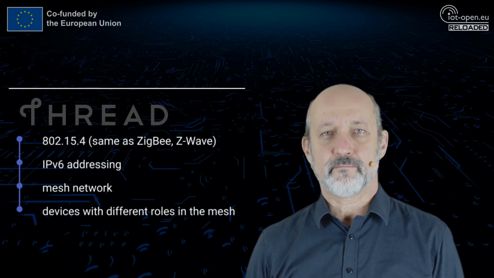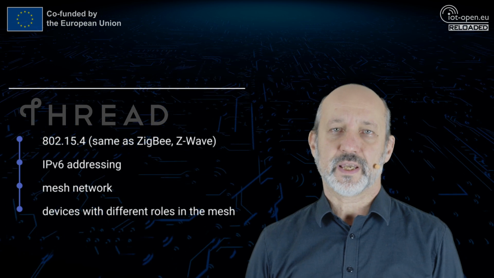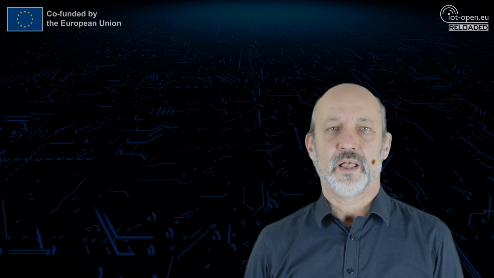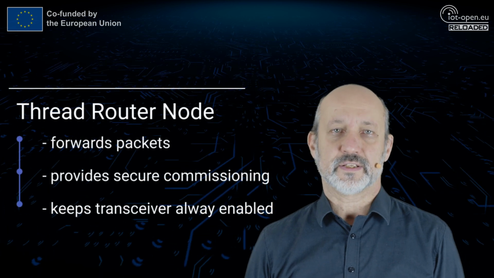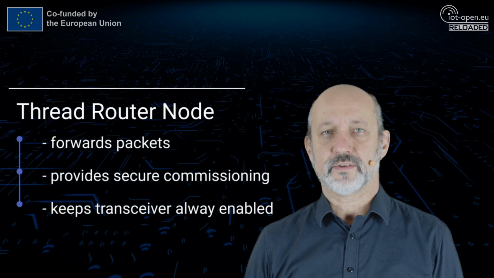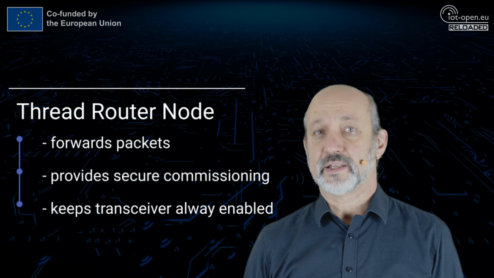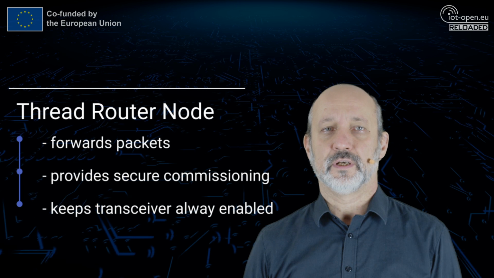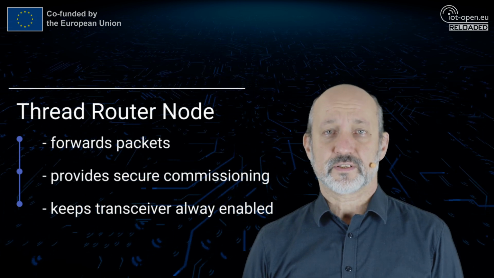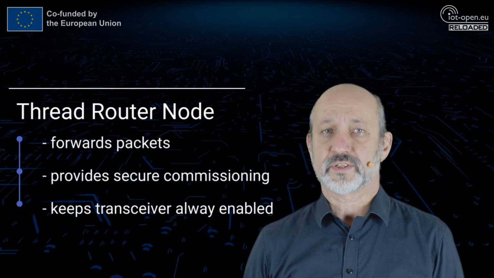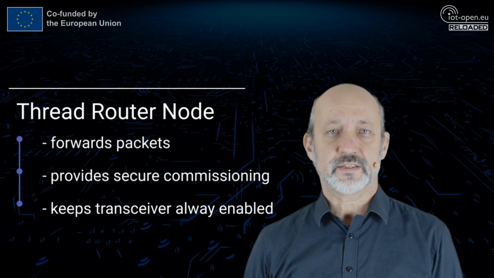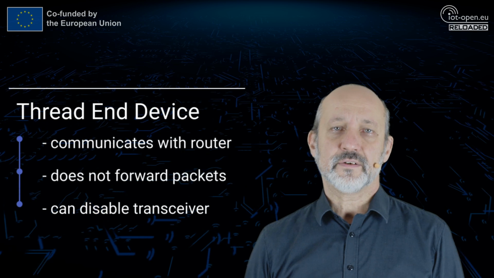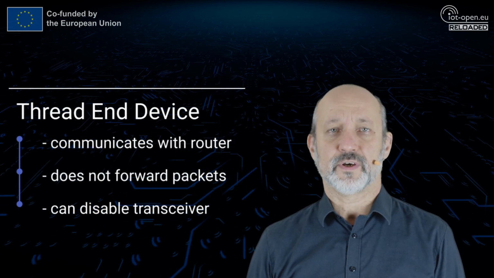It can form a mesh network with devices playing different roles, routers or end devices. A router is a node that forwards packets for other network devices and provides secure commissioning of devices joining the network. Router keeps its transceiver enabled at all times to be able to communicate instantly if required. An end device is a node that communicates primarily with a router.